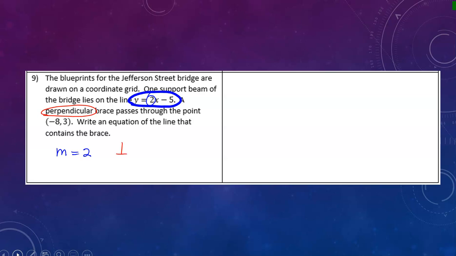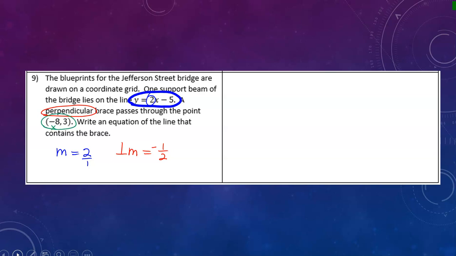So the perpendicular slope would be the opposite reciprocal of 2. If it helps, you can write this as 2 over 1, and that way you can see it as a fraction. The reciprocal would be 1 over 2, and then since my blue slope is positive, my opposite reciprocal would need to be negative. Now I have a point here, -8,3.